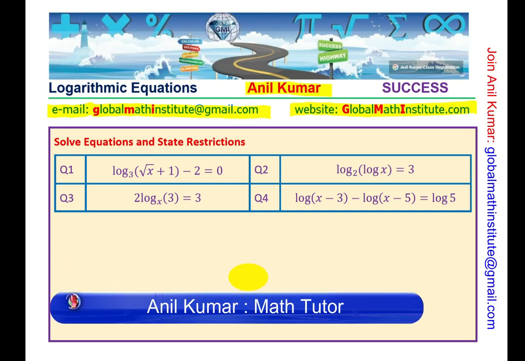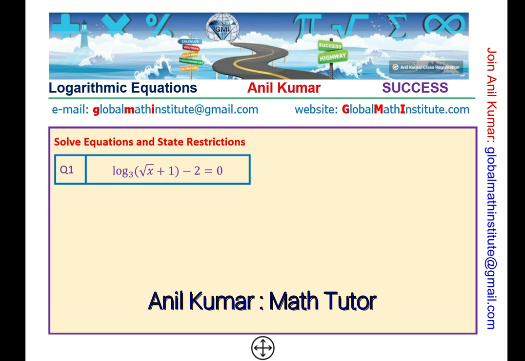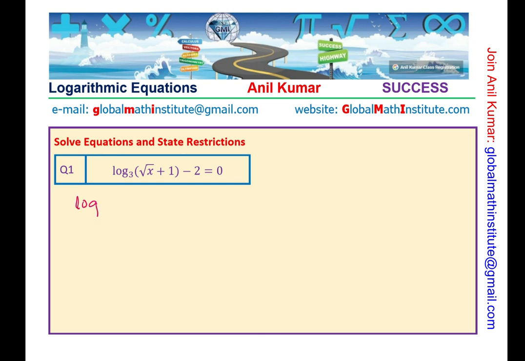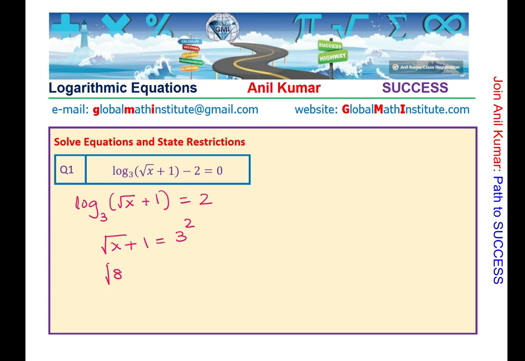Now let's look into solution of these problems one by one. Here is question number 1, which is log to the base 3 of square root of x plus 1 minus 2 equals to 0. We'll keep the logarithms on the left hand side, rewriting the equation as log to the base 3 of square root of x plus 1 equals to 2. Now we can write it in exponential form, so we get square root of x plus 1 as equal to 3 to the power of 2, or square root of x is equal to 9 minus 1, right?